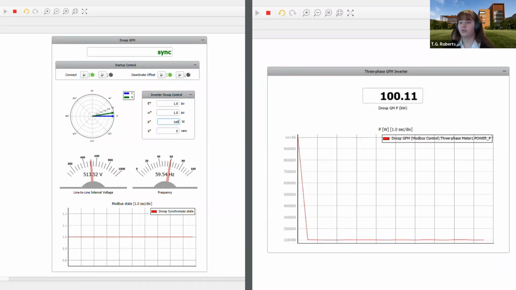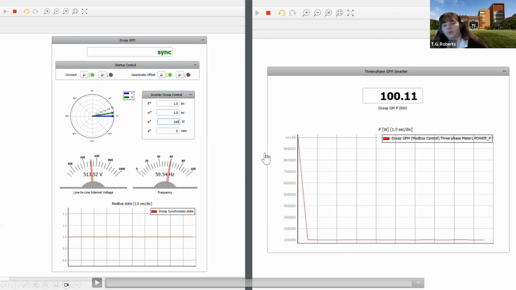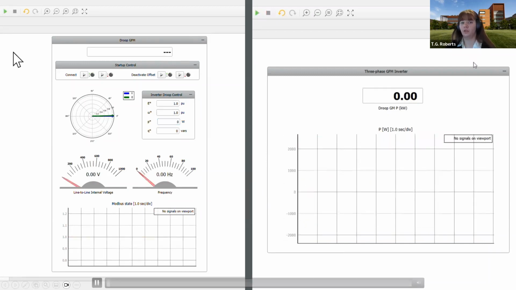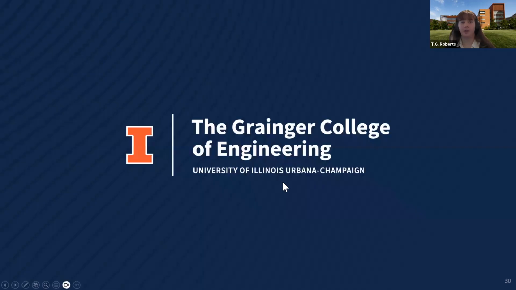Okay, so this demonstration illustrates that we have a working synchronization algorithm on our target control hardware. Our next steps are to now include secondary control algorithms in the same system and to also include a larger test system. So with that, I will end my presentation.